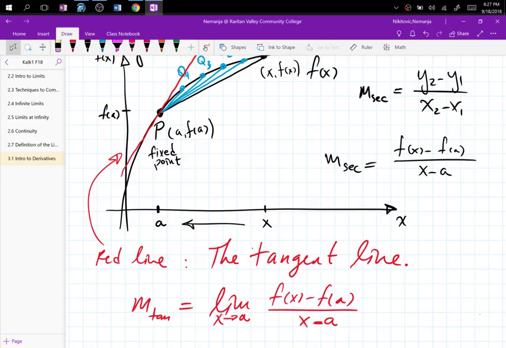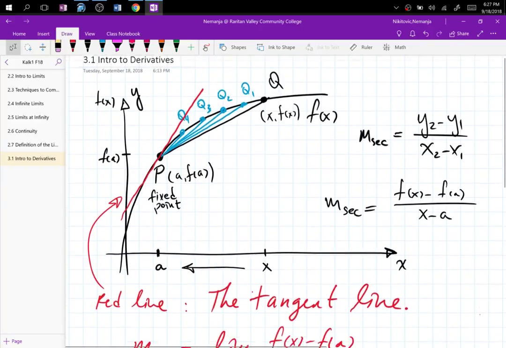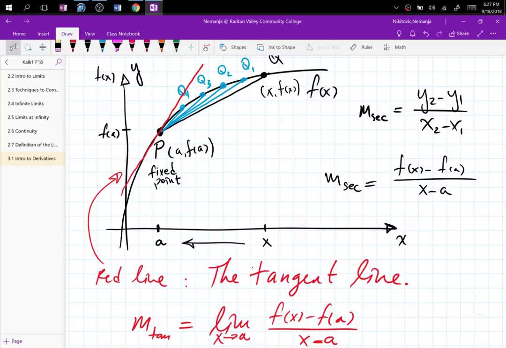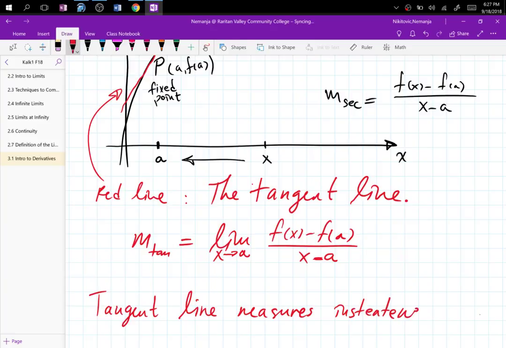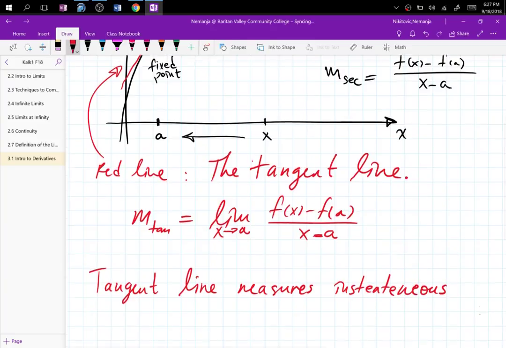Guys, you're calculating the slope of the line with 1 point given. Right? For 15 years, people said, no, 2 points. Well, now, 1. Right? So, we have a way to calculate the slope of this so special tangent line. Tangent line, still red. Tangent line measures instantaneous change.